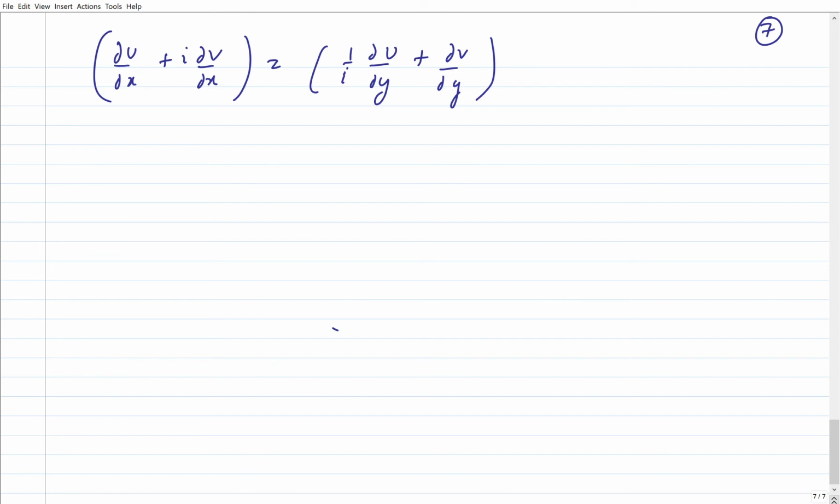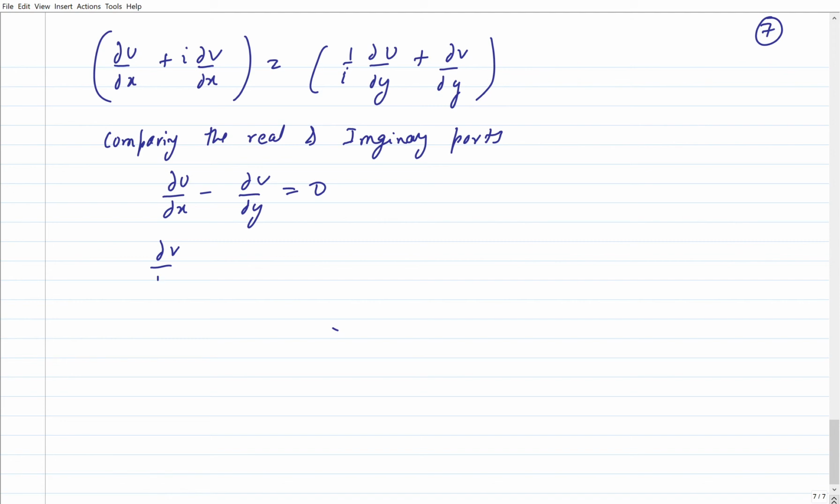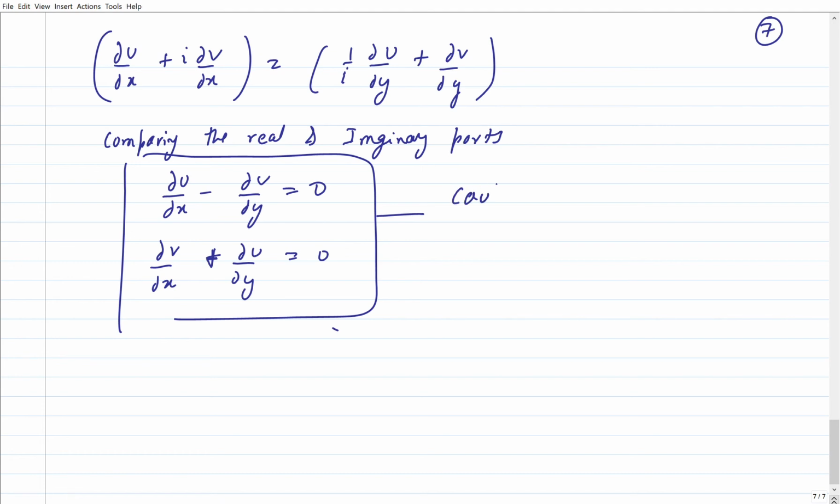So when I compare the real and imaginary parts, delta u by delta x minus delta v by delta y equals 0, and delta v by delta x plus delta u by delta y is equal to 0. So these are the conditions which are called the Cauchy-Riemann conditions.